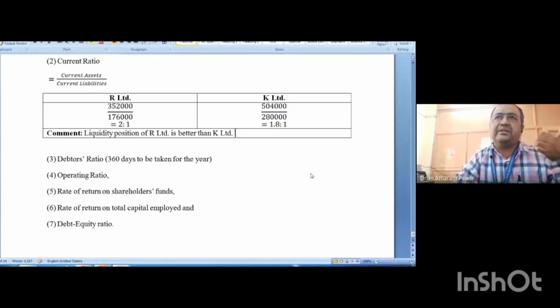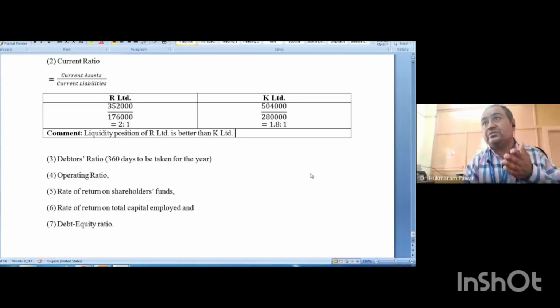So R Limited's current ratio is equivalent to the standard, means ideal ratio 2:1, and K Limited is less than ideal. That's why K Limited's liquidity position is not good. And in comparison to R Limited, K Limited is not doing well. K Limited's current asset is less.